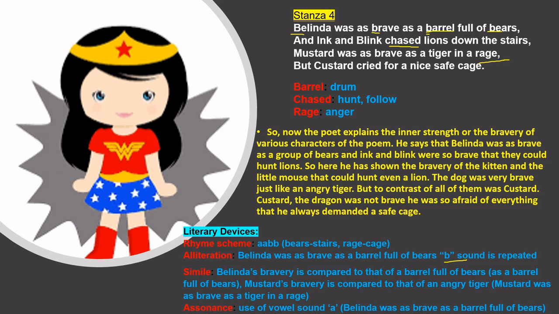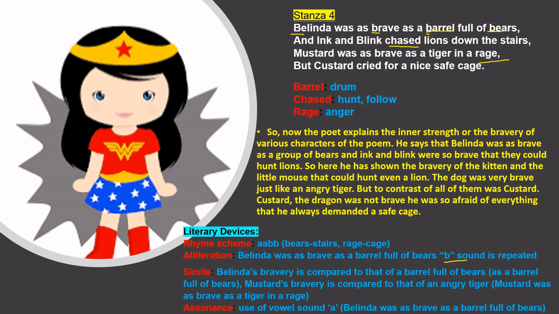Then you have simile. Belinda's bravery is compared to that of a barrel full of bears. Mustard's bravery is compared to that of an angry tiger. So Mustard was as brave as a tiger in a rage. So you see here simile, comparison again. Mustard was as brave as a tiger. Belinda was as brave as a barrel full of bears. So this is comparison using the word as. So this is known as simile.